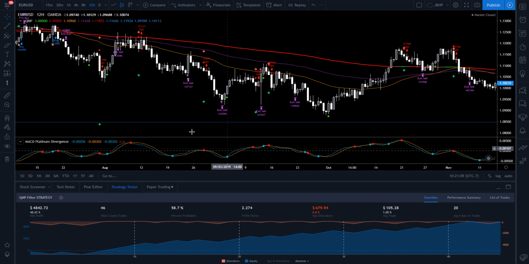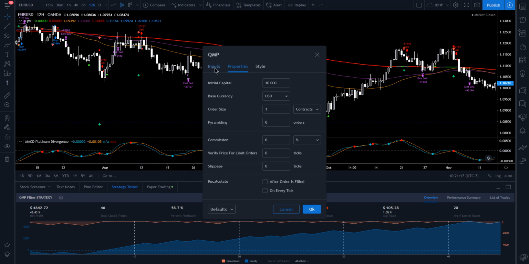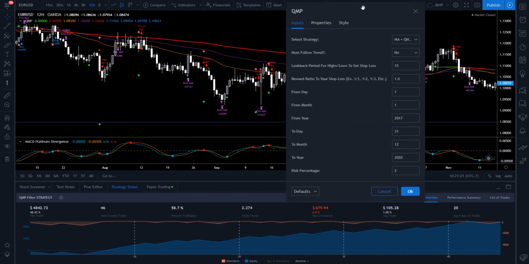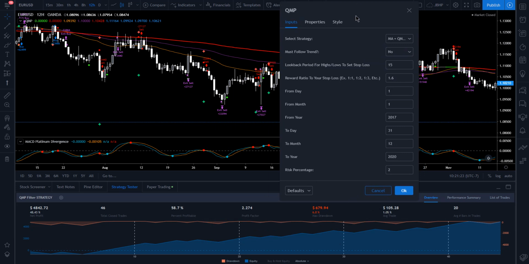This particular strategy that we're looking at here, again, the euro dollar 12 hour, this was on 3 years. And I'll show you that information right here. And while we're in here, I'll cover what we're doing with this strategy. This is some freebie stuff to you, so you guys know. I'm not going to go into detail with exactly what the strategy is, because that's information that I give to my clients, and they do pay for that. But essentially, we're looking at the MA lines and the QMP filters and how they respond to each other.